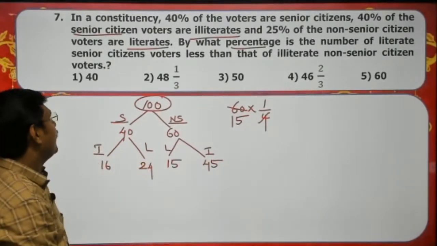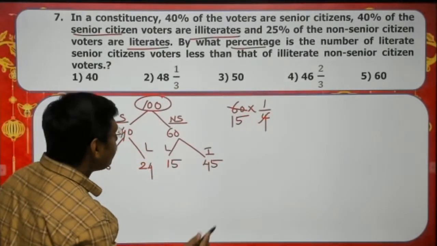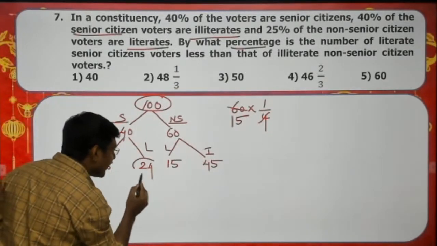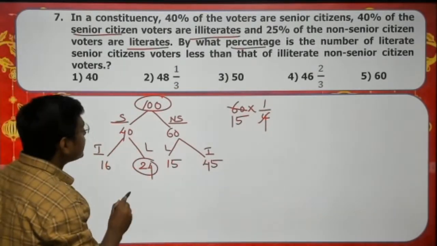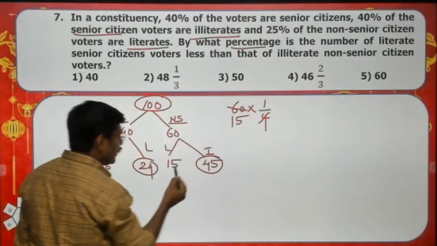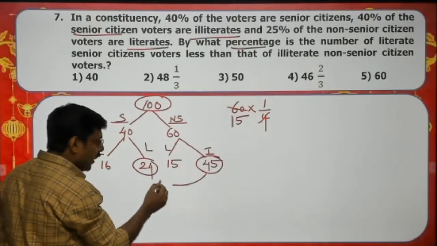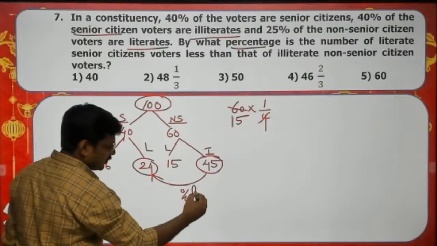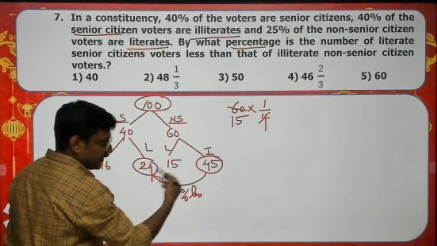Remember that. Okay. And what we need to find: by what percent is the number of literate senior citizens, that is 25, less than the illiterate non-senior, that is 45? So this 25 is what percentage less than 45? What percentage less? We know the frame, we need to take the difference.